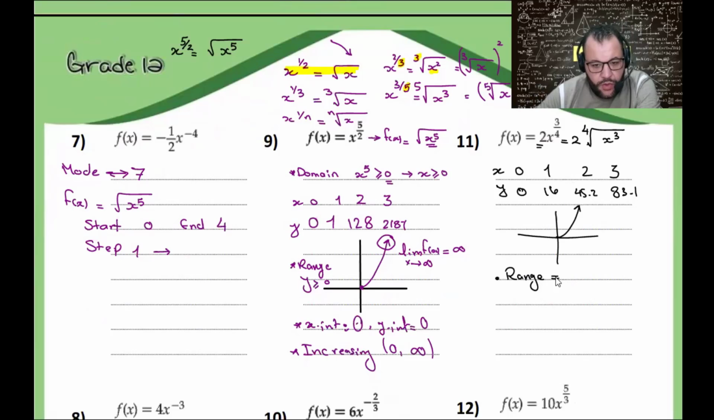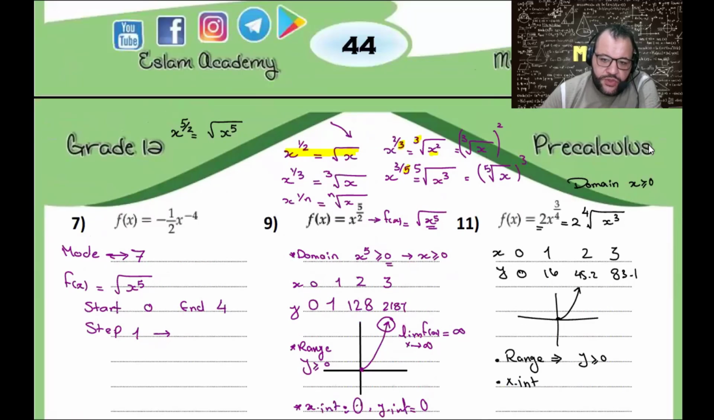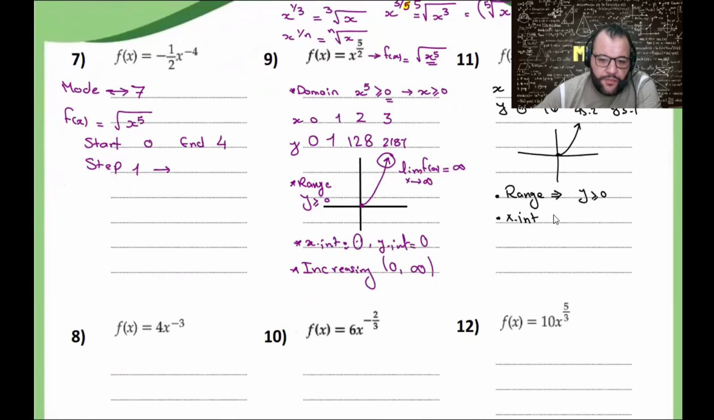Greater than 0. So it will be y is greater than or equal to 0, because we start from 0, okay? And we need the x-intercept. We set the domain here. Oh, okay, sorry, I didn't see that. The x-intercept? 0. And the y-intercept? Also 0. Okay.